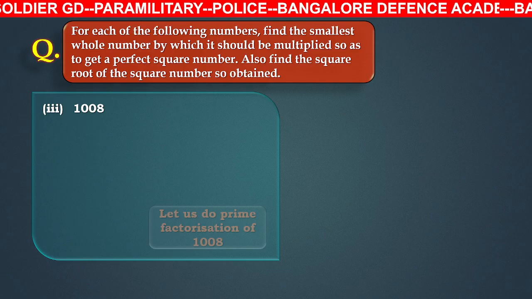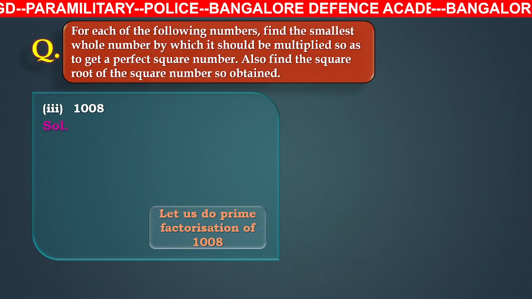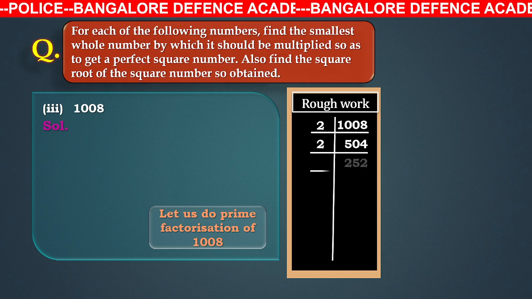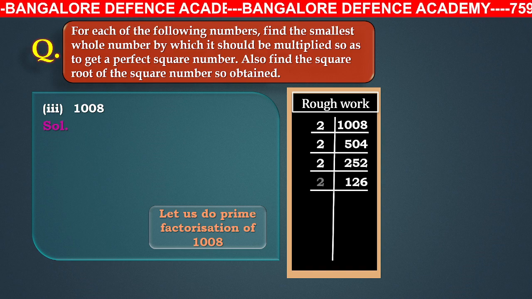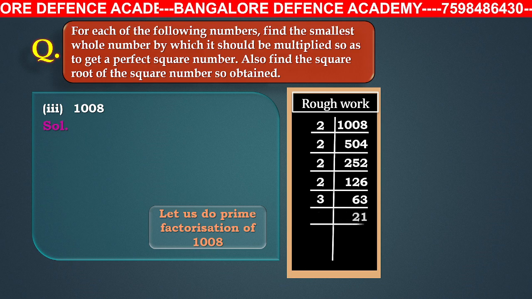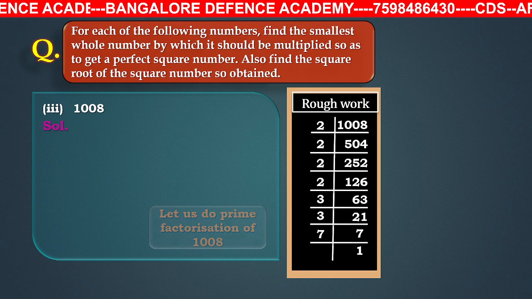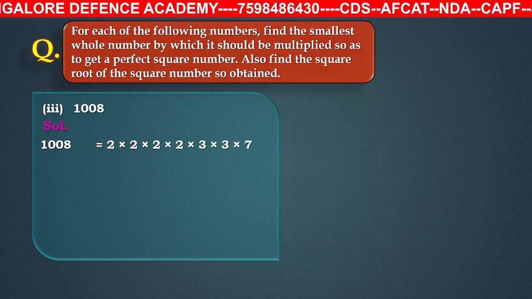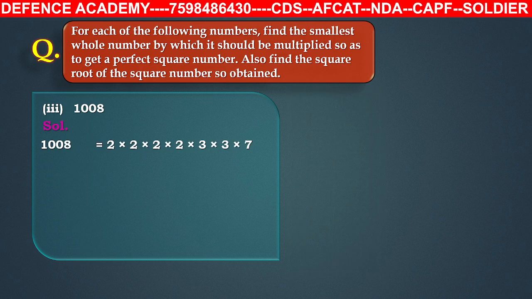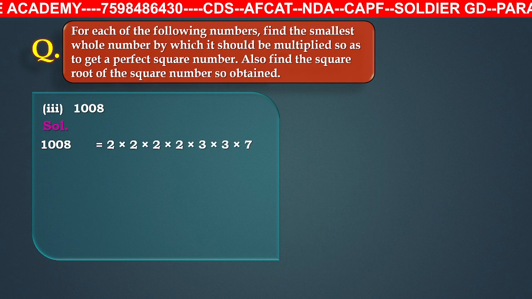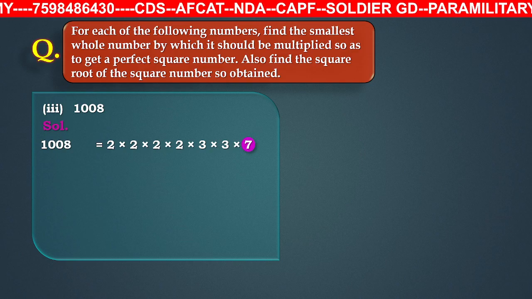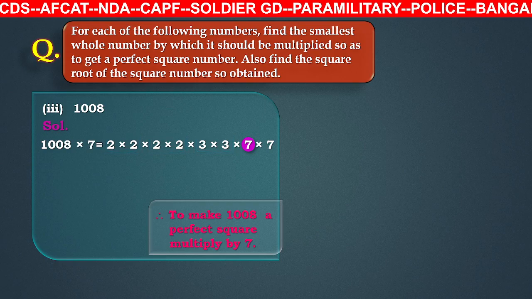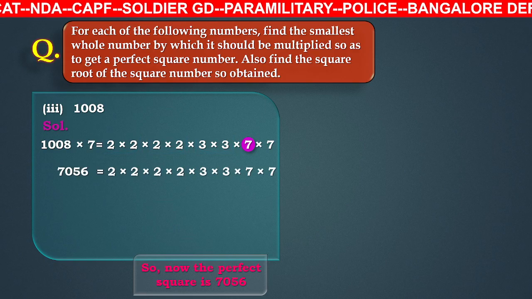The same way, let us try to find the answer for 1008. I'll divide it by 2. I get 504. Then I got 252. Then I keep doing it. And finally, I stop here now. Now I write all these numbers horizontally. And I can see easily only one number has no pair. That is number 7. So here I have to multiply an extra 7. So if I multiply an extra 7, the number becomes 7056.